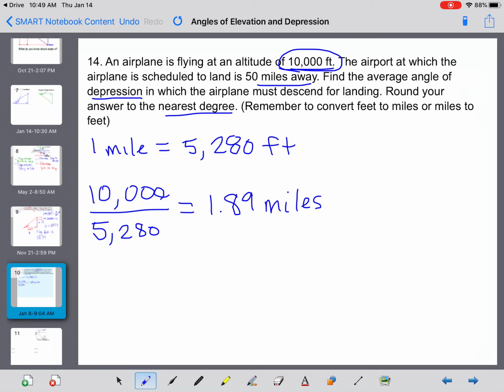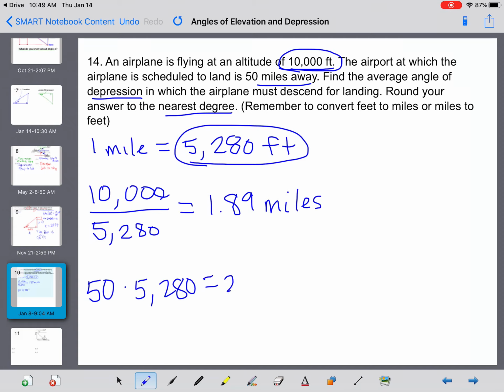If we wanted to do the other conversion, we had 50 miles, and we know that 1 mile is 5,280. So if we had 50 of them, we would multiply it by 5,280. So 50 times 5,280 would give us 264,000 feet. Now I like dealing with the smaller numbers, so I'm going to use 50 miles and 1.89 miles in my diagram.